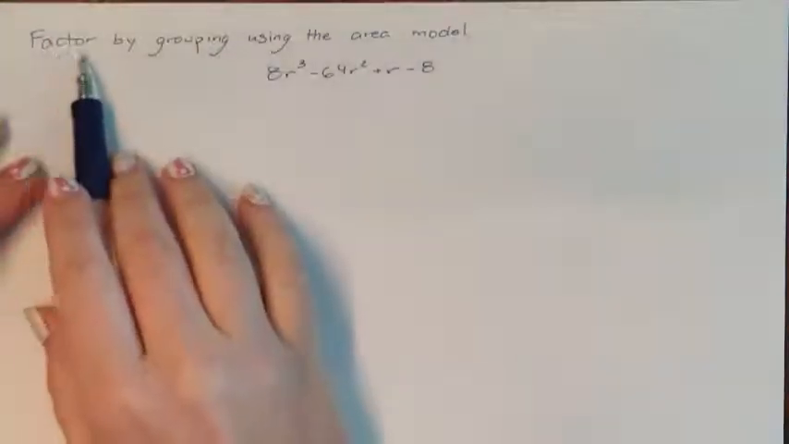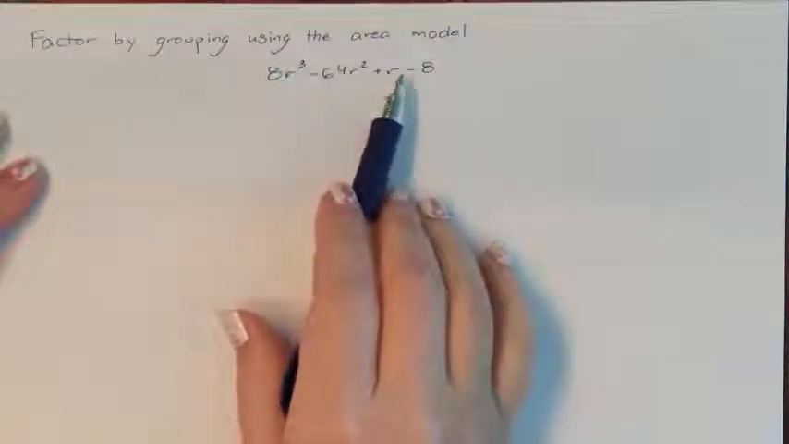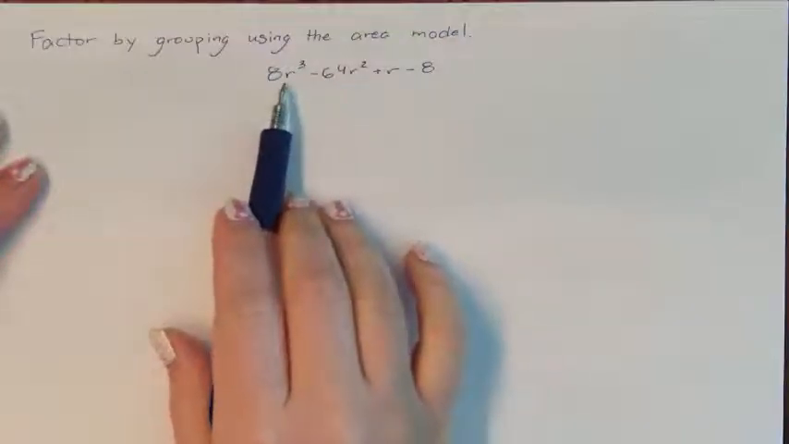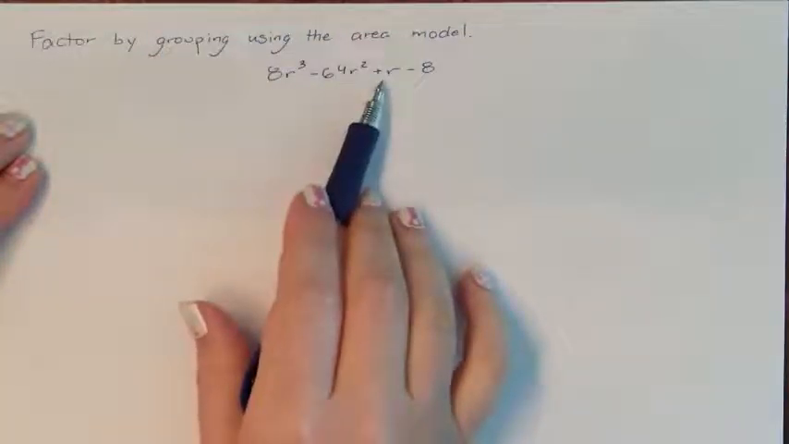So we're being asked to factor by grouping using the area model. And it's by grouping because I see that I have 4 terms in my polynomial. So we're going to do the grouping method because that's the only method that allows us to do 4 terms.